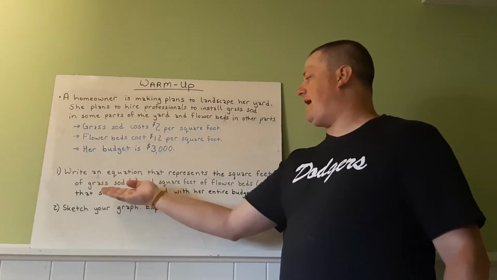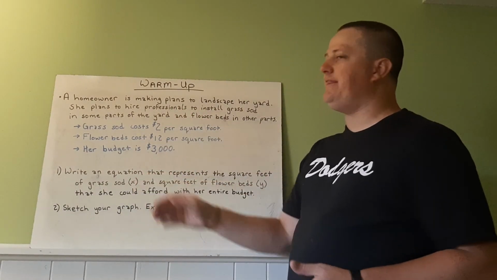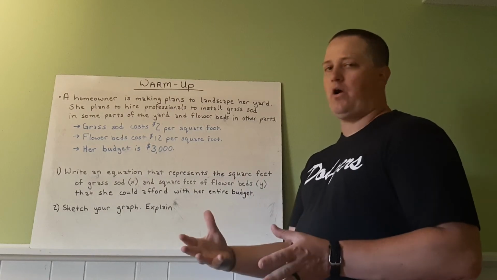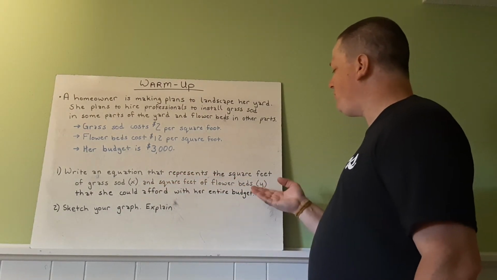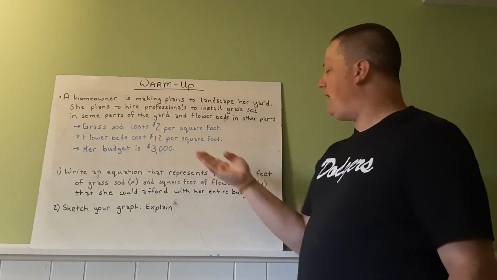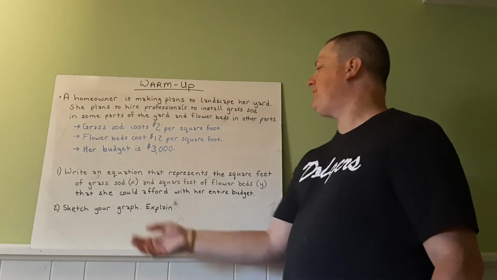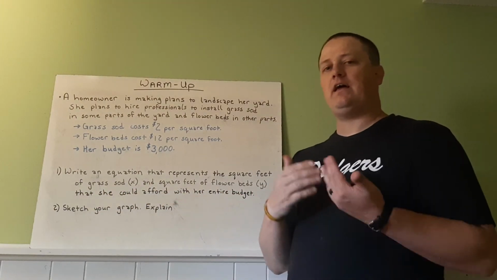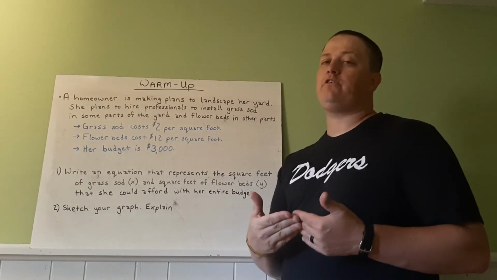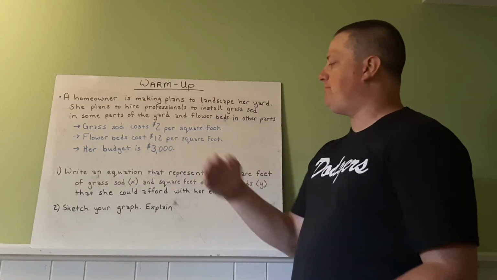So what we're going to do is write an equation that represents the square feet in grass sod, X. So we want to use the $2 and the X to create part of our equation. And square feet of flower beds, Y. So we're going to use the $12 with the Y also in the equation that she can afford with her entire budget. Because it says entire budget, this is going to be an equation, not an inequality. So we're going to use equals our budget.